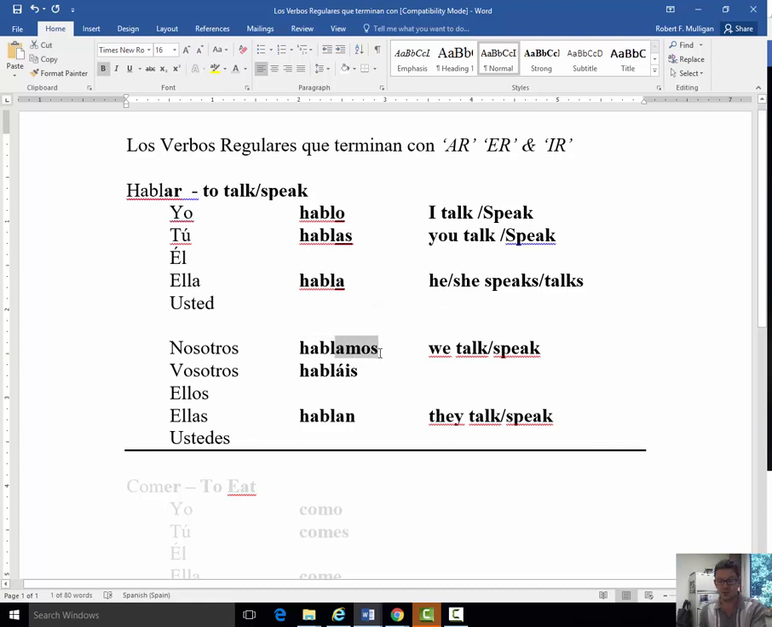Nosotros hablamos. So again, we take the AR off and we replace it with amos. Vosotros habláis. Y'all talk. Y'all. Informally. I like using the southern vernacular. Y'all talk. And then ellos, ellas, ustedes, they, or y'all formal. So hablan. Again, we take the AR off and replace it with AN. Hablan.